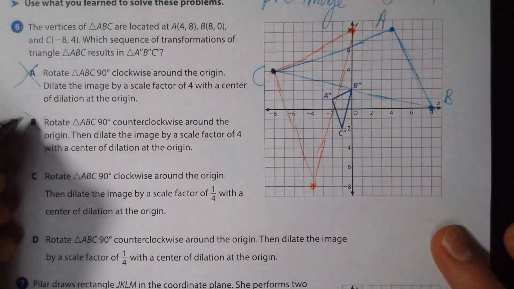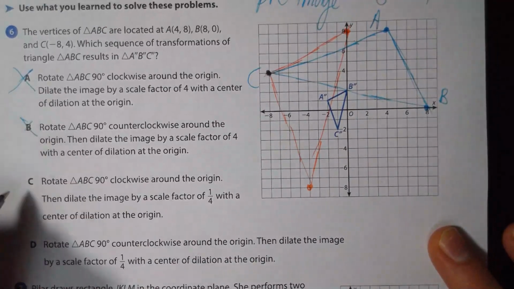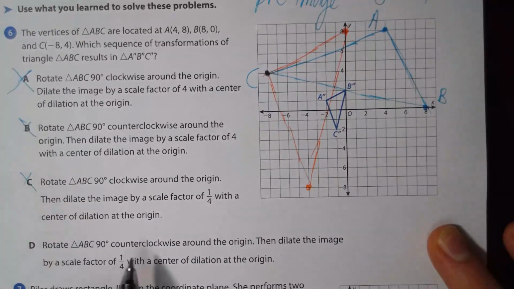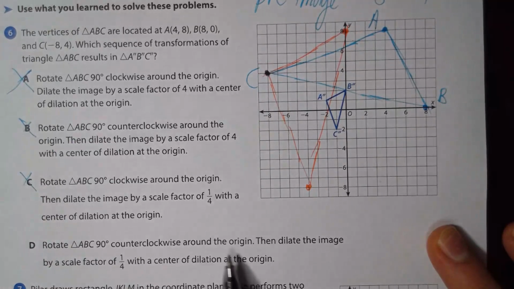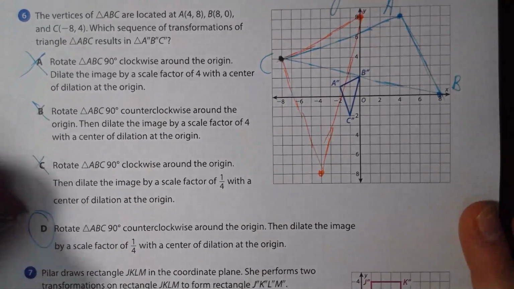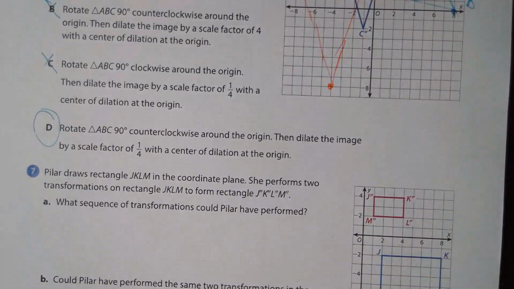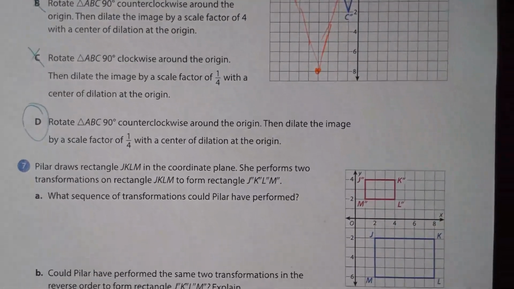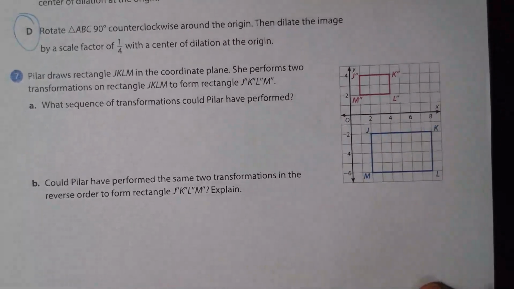So it's not B. It's not 4. Rotated clockwise, we already said it's not rotated clockwise. Rotated 90 degrees counterclockwise. Dilation with a scale factor of 1/4. Boom! There it is. That is what we did. Let's try the next one.